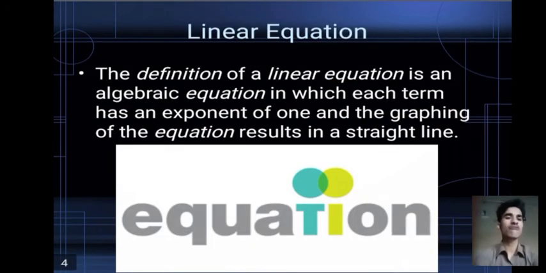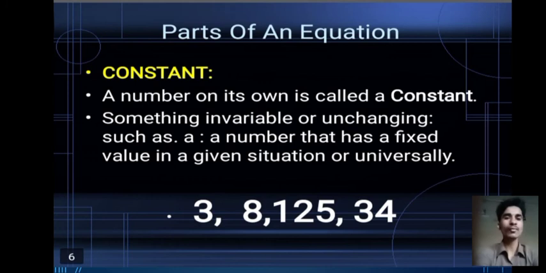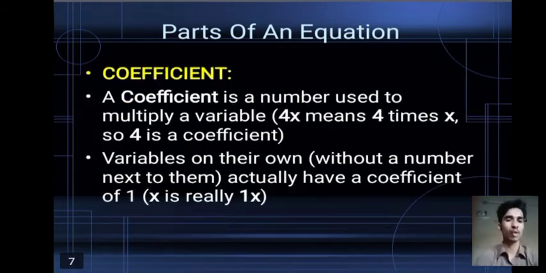The definition of a linear equation is an algebraic equation in which each term has an exponent of 1 and the graphing of the equation results in a straight line. Parts of an equation: constant. A number on its own is called a constant, something invariable or unchanging, such as a proportion, a number that has a fixed value in a given situation, or universally: 3, 8, 125, 34.